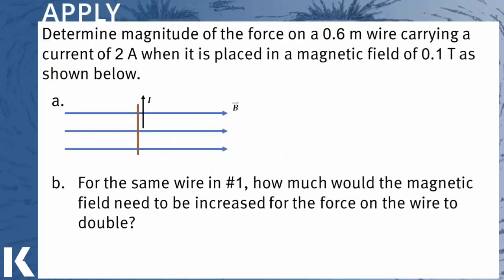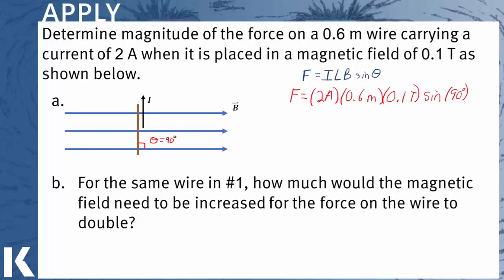Here you want to determine the magnetic force on a 0.6 meter wire carrying a current of 2 amps placed in a magnetic field of 0.1 Tesla. Start with the equation for a current carrying wire in a magnetic field. Plug in your knowns, recognizing that the angle, according to the picture, is 90 degrees, and then solve to get a force of 0.12 newtons.